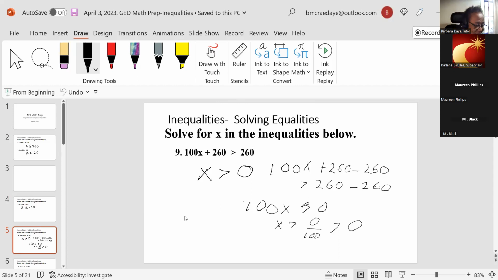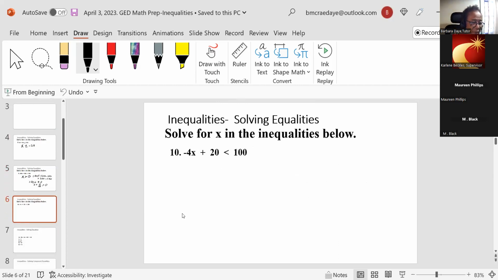Any questions? One more and we'll be done. I want you to do this one. Solve this for x. Negative 4x plus 20 less than 100. Your first step: 20 is... all up... 80.